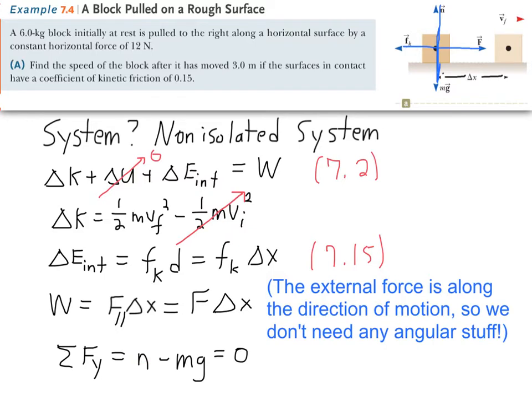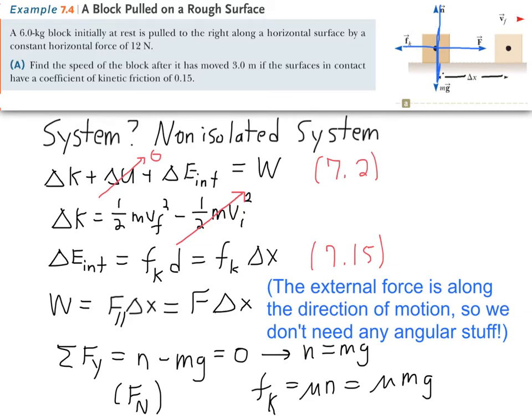Notice the book has a slightly different notation than I've been using in class. It writes N as the normal force. To me, this is Fn. Not too much confusion possible there. But you sum up these, you get 0, and so that tells you what the normal force is. And of course that tells you what the kinetic friction is, because the definition of kinetic friction is mu n, and so the kinetic friction is just mu mg.